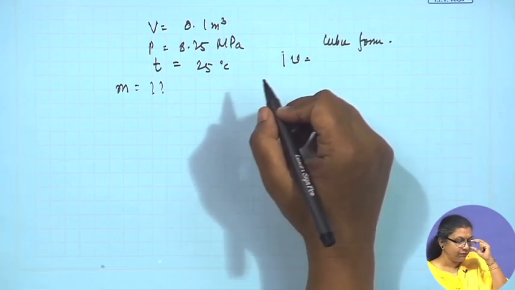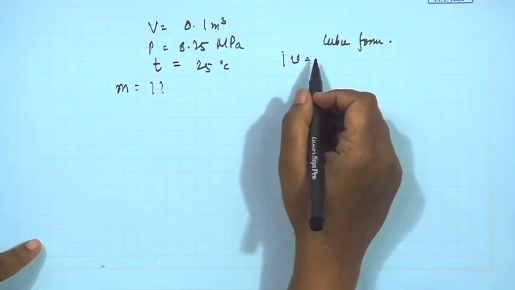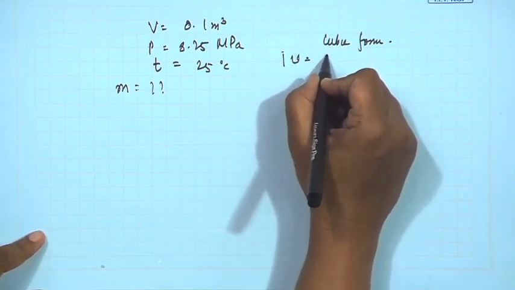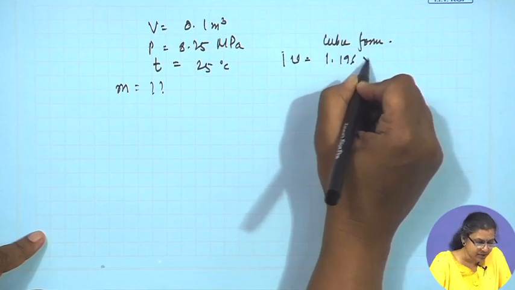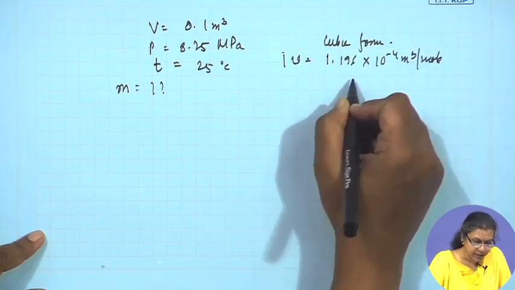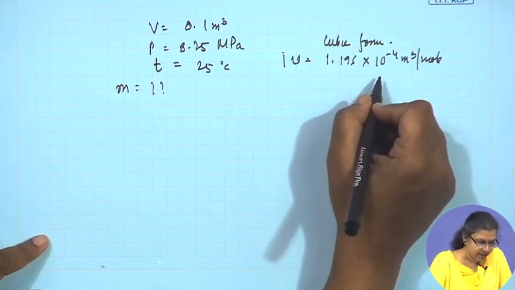Now, remember one thing, when you have to do an iterative calculation, the first guess which you should be using is the value of V obtained from the ideal gas state, right. So, that will be your first guess value for solving this particular cubic form of equation. From the initial guess value you get V equals 1.196 into 10 to the power minus 4 meter cube per mole. This initial value has been obtained from the ideal gas equation.